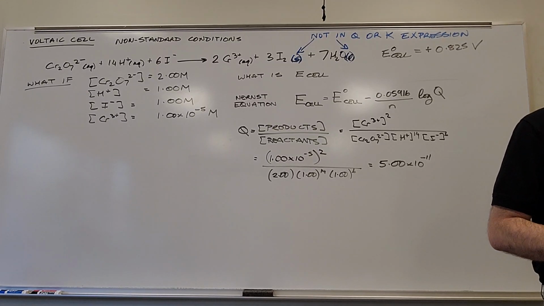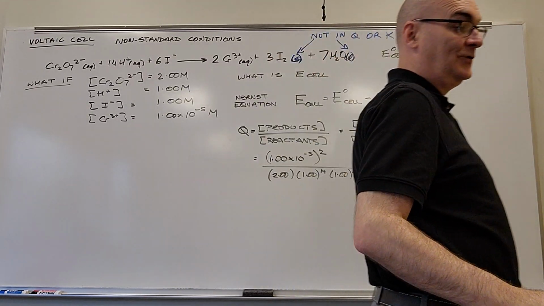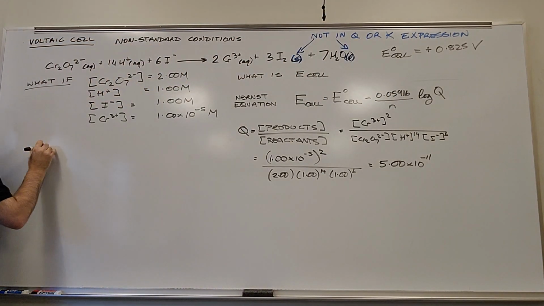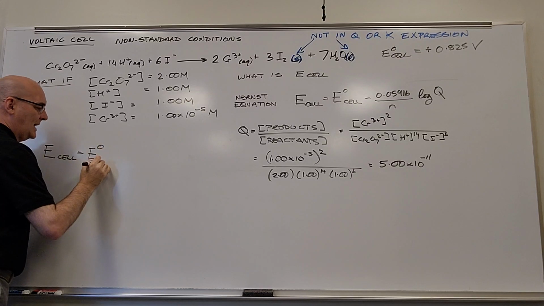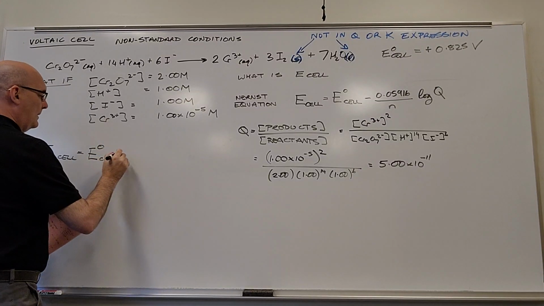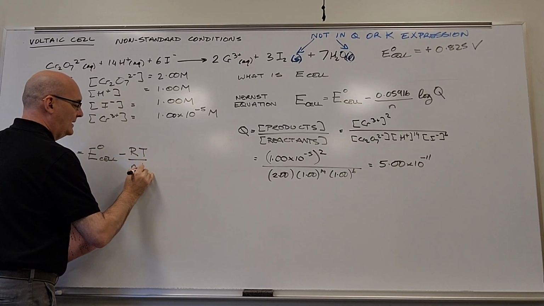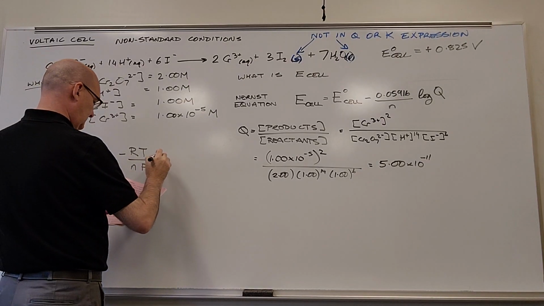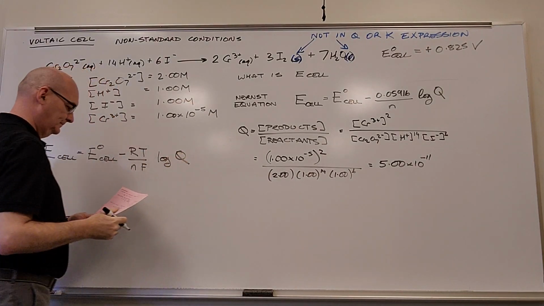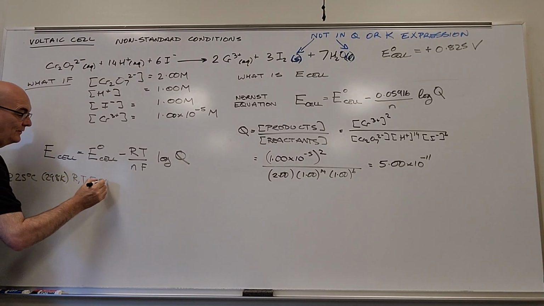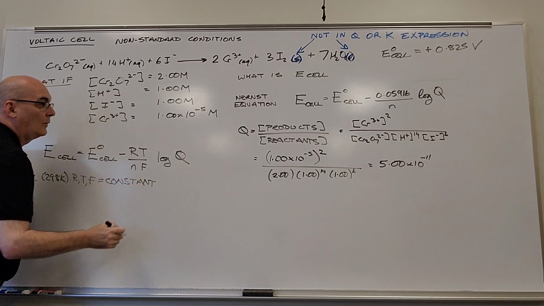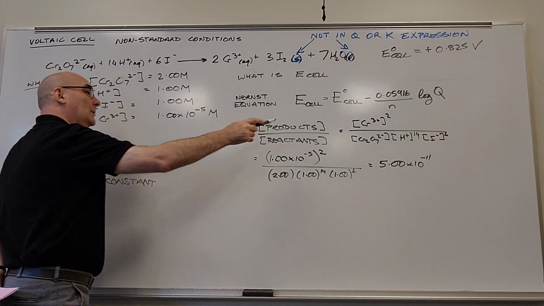Okay, that is from here. That's a simplification because the long form is E equals standard E minus RT over nF times the log of Q. And because this is standard, at 25 degrees Celsius, 298 Kelvin, R and T and F all condense down to that number.